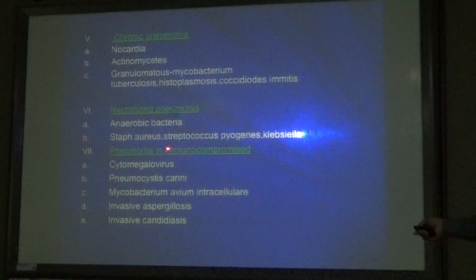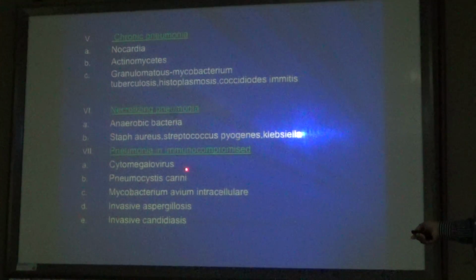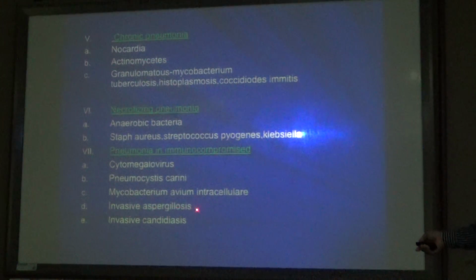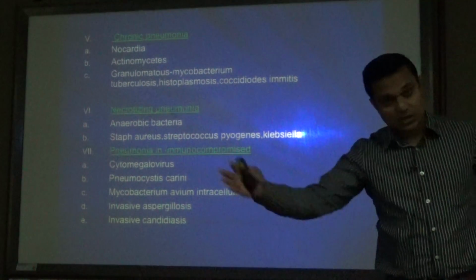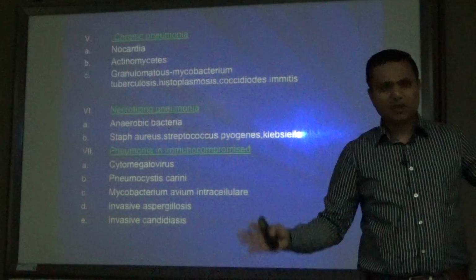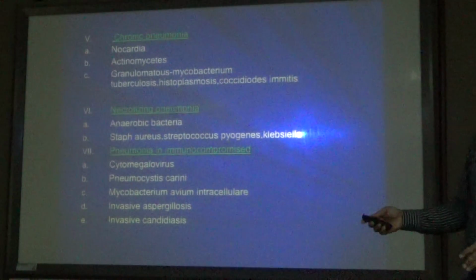Pneumonia with immunocompromise: a patient having AIDS has a weak immune response, with cytomegalovirus, Pneumocystis carinii, Mycobacterium avium, invasive parasites, aspergillosis and candidiasis. These are all the various infections. Apart from that, there are almost another 100 infections, but I have kept it to the very common ones.